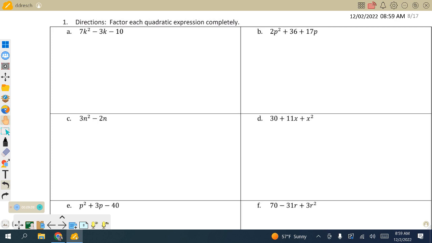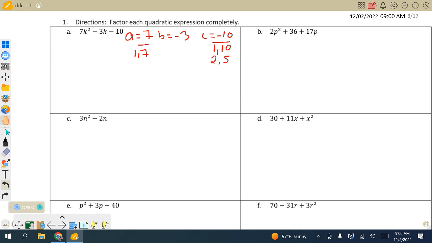Quick review from yesterday. Let's take letter A right there. This is one we did yesterday. Is it in standard form? Definitely is. Identify for me: A is 7, B is -3, and C is what? -10. Factors of A, factors of C. I'm working up here, but you should be working ahead, checking my work as well. Okay, factors of A, factors of C: factors of 7 are 1 and 7, 10.